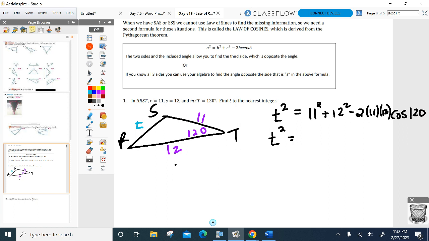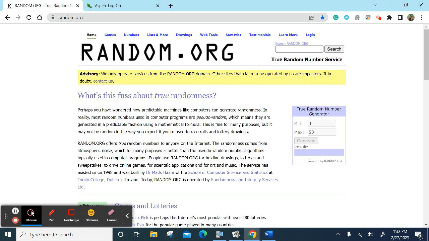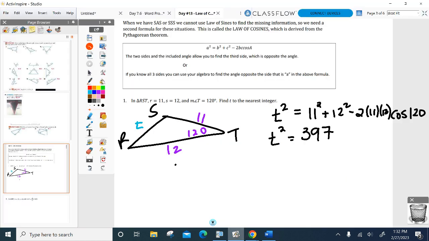Get a nice whole number there. 397. That's not the side length, right? That's silly. That's not a side. That wouldn't even be a triangle. 397. I have to do what on both sides before I actually find the side length?